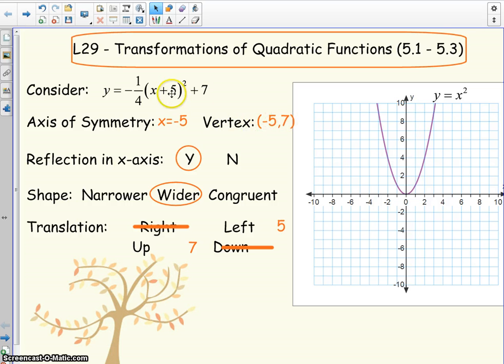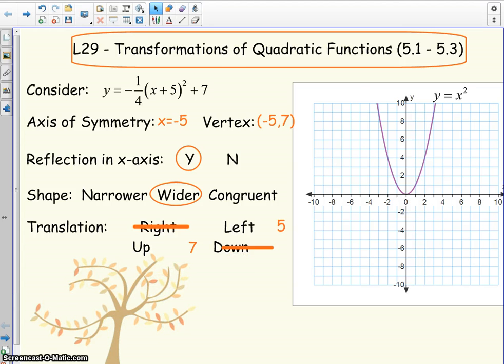Your vertex here is at negative 5, 7. The negative 5 comes from the axis of symmetry, and the 7 comes from the value out here. This was reflected in the x-axis, and you might be able to see that by looking at the negative value out in front here. This was indeed wider, and I'll explain why in a sec, but hopefully you saw that pattern as well. In terms of translation, our vertex on y equals x squared is at 0, 0 and our new vertex is at negative 5, 7, so that vertex has moved left 5, up 7, along with the entire graph.